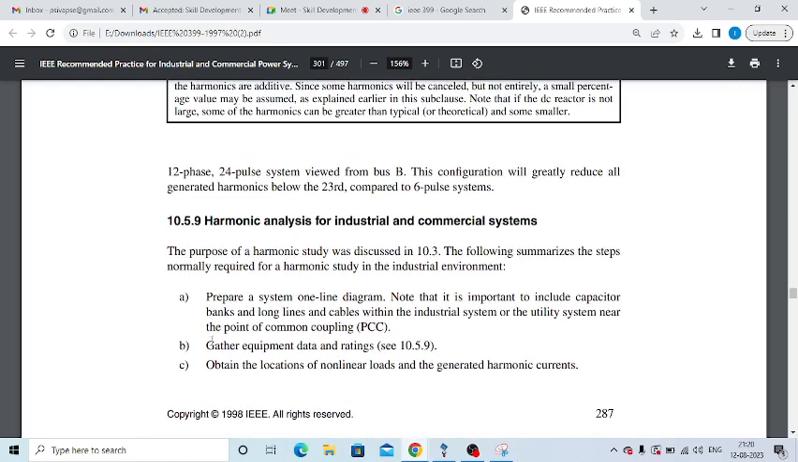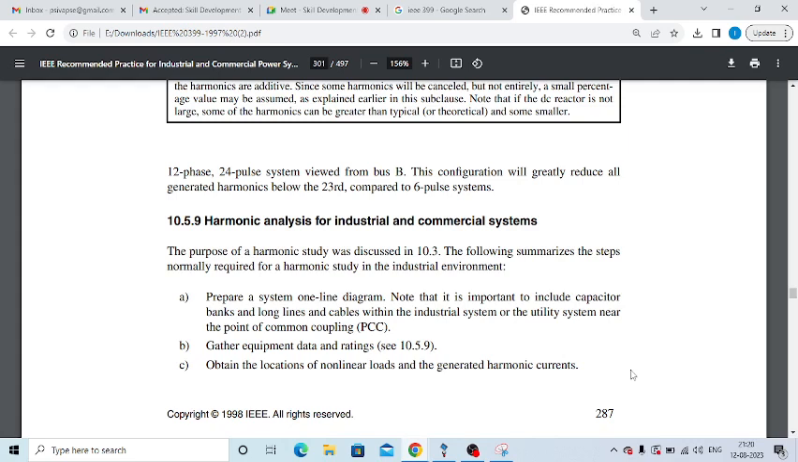The second one is the rating of each and every equipment in the single line diagram. Then the third one is the non-linear loads in the system. So before going into this one, I will tell you what harmonics is.